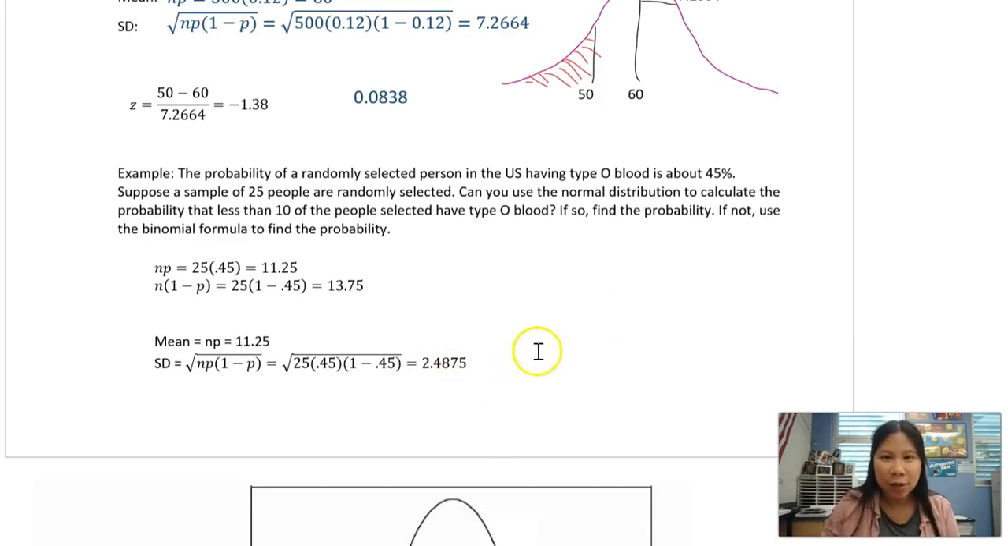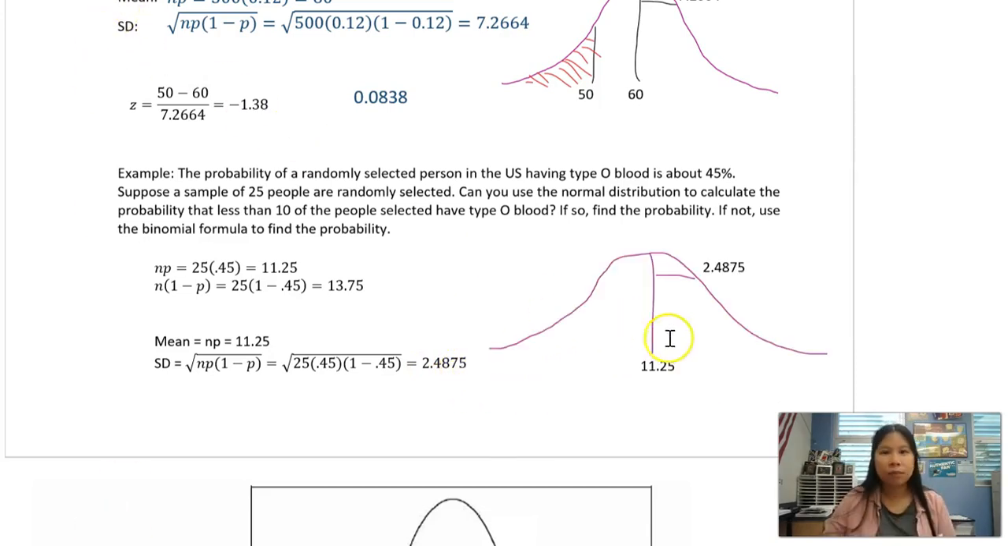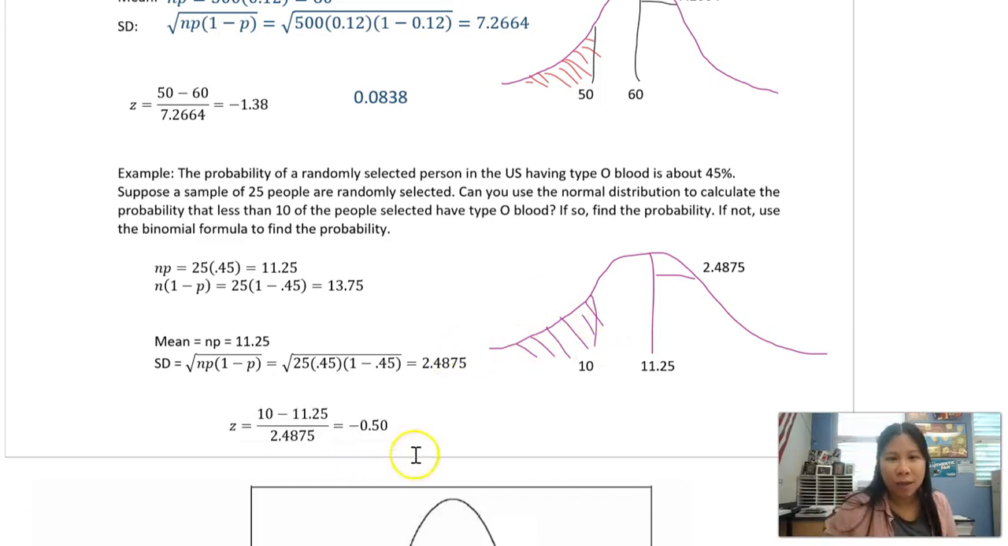So from here, let's label our mean and standard deviation on the normal curve. And then in this problem, we're looking for the probability that less than 10 people selected have type O blood. So labeling 10 on our graph and then shading, since it's less than, we're going to shade to the left. There's our beautiful picture. Next, we're finding the z-score and then finding the probability. So plugging into the z-score formula, I get 10 minus the mean of 11.25 divided by our standard deviation of 2.4875. That comes out to negative 0.50 when I round to 2 decimal places.